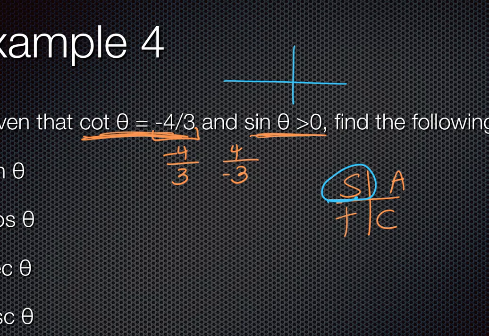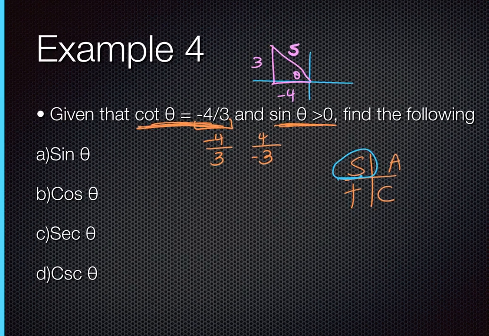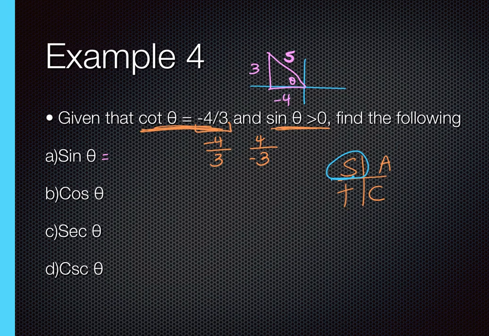So now that tells you which part of that fraction gets the negative. The 4, good, because I'm moving left and up. So it's a negative 4, a positive 3. I close in my triangle. I put theta in the corner. And what's the radius? 5. So the sine is... What's the sine of theta? 3 over 5. What's the cosine of theta? Good. What's the secant of theta? Good. And the cosecant of theta? 5 over 3.